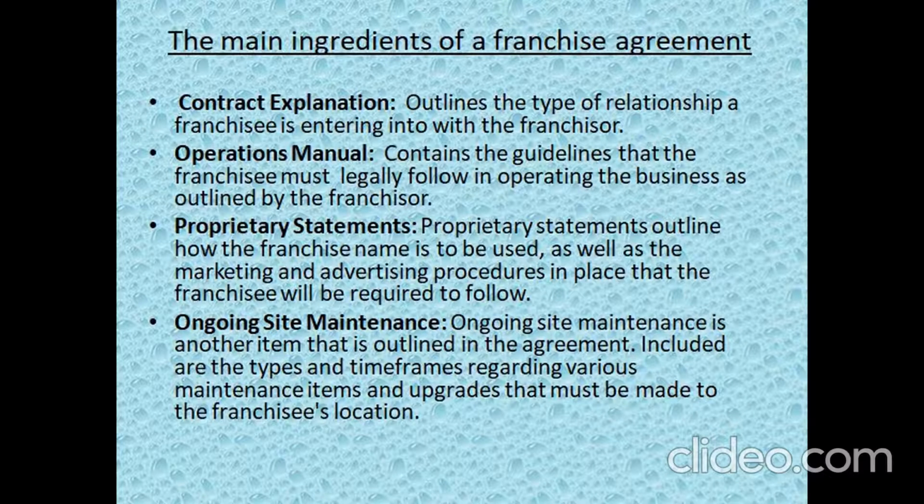Then we have the proprietary statement. It outlines how the franchise name is to be used, because the franchisor is giving the franchisee the right to use his name. So this is how he will use the name. The marketing and advertising procedures will also be written in the proprietary statement. Then the last one is ongoing site maintenance. It is that part of the franchise agreement which includes the type and time frame regarding various maintenance items and upgrades. So these are the main ingredients.